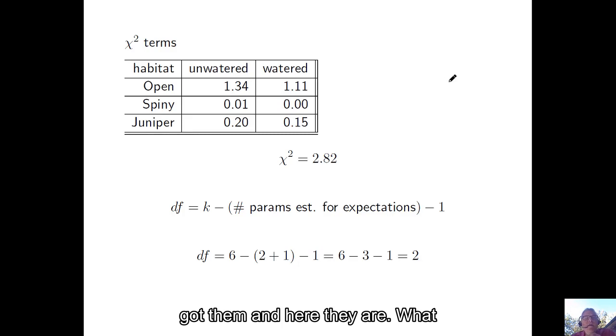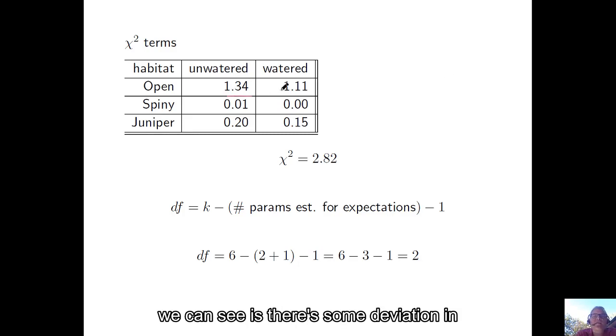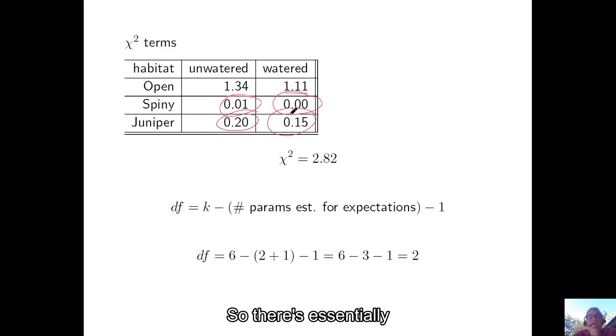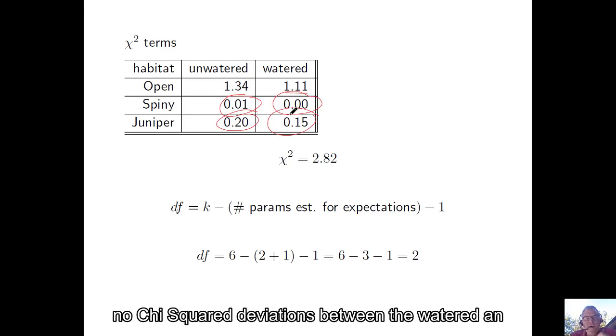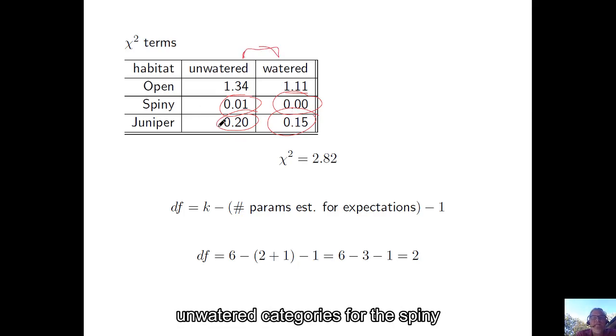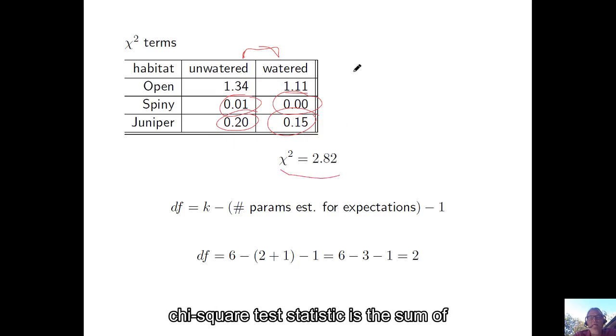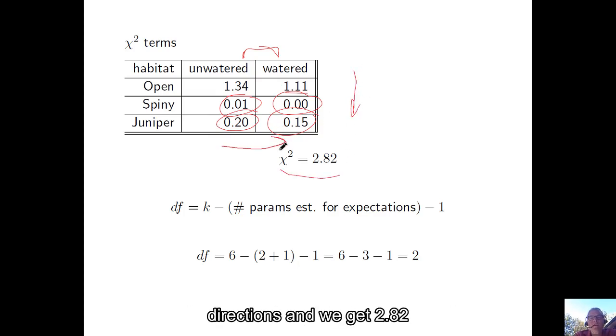And here they are. What we can see is there's some deviation in the open habitat, but really tiny deviations in the other habitat. So there's essentially no chi-square deviations between the watered and unwatered categories for the spiny and juniper habitat. Of course, the chi-square test statistic is the sum of all of these. We're going to sum in both directions, and we get 2.82. So that's our test statistic.